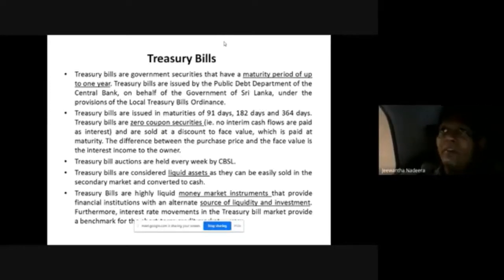But the only thing I'm suggesting is just have an idea. We have learned what a treasury bill is, and knowing that is enough. When you are recapping, we are refreshing towards the end of this syllabus or the term. I'll be recapping everything.